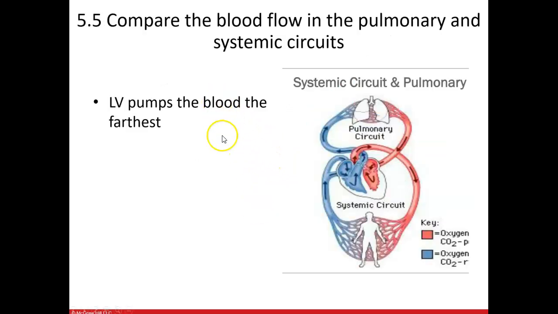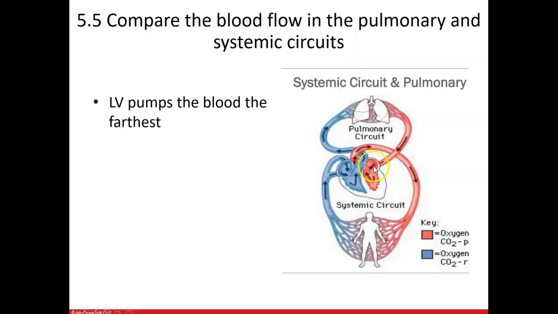Okay, I skipped ahead and put a 5.5 here. The way the book did it, I was having a hard time organizing myself, so I moved a 5.5 learning outcome into this section. But it says compare the blood flow in the pulmonary and systemic circuits.